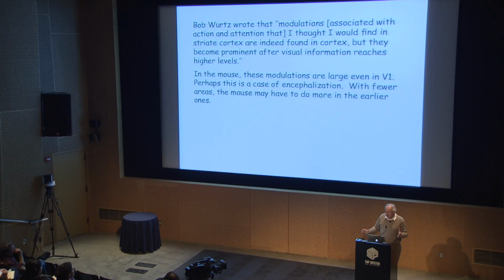In the mouse, these modulations are large, as Chris's work has shown, even in V1. And perhaps this is a case of encephalization. And with fewer areas, the mice might have to do more in the earlier ones. And indeed, I regard this as a promising feature for the study of the mouse, that we can see things going on in association with important events in cortical function at an earlier stage in visual processing. But in fact, if you look at higher cortical areas in the monkey, the same thing is true.